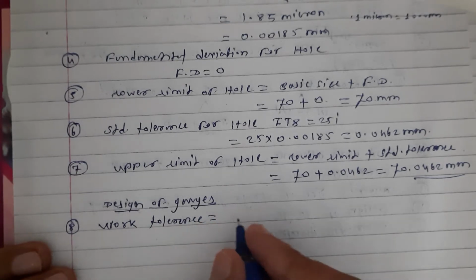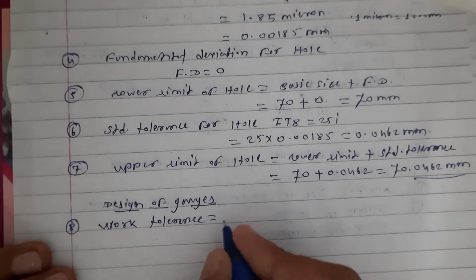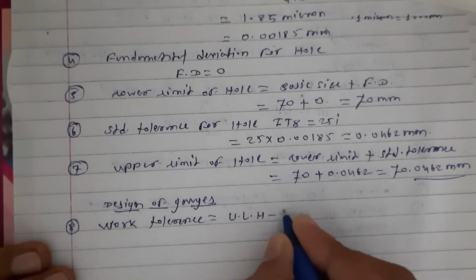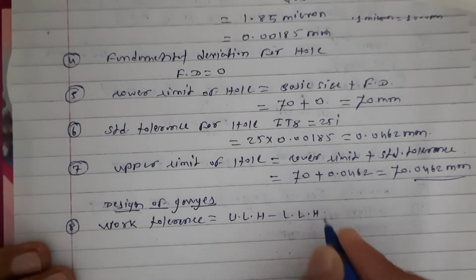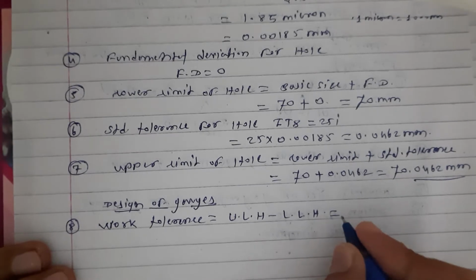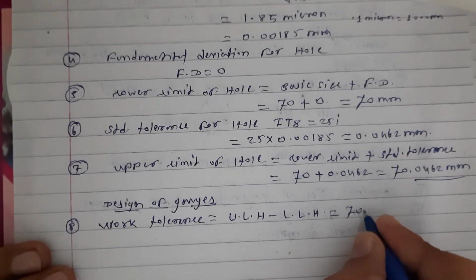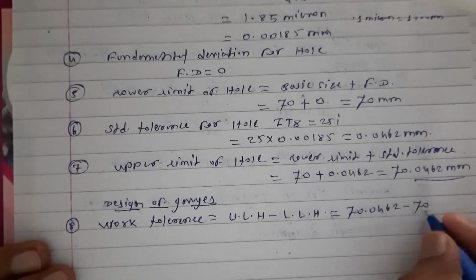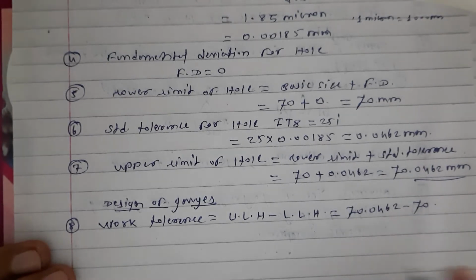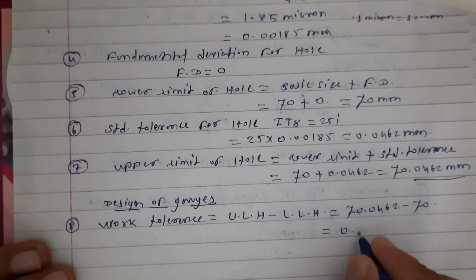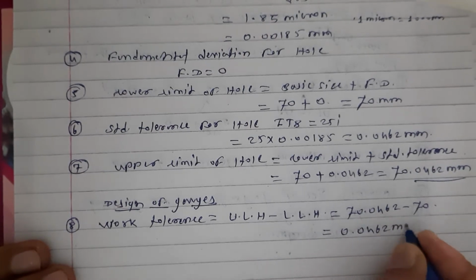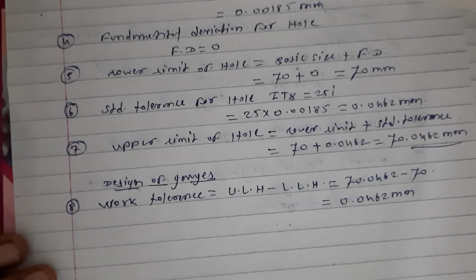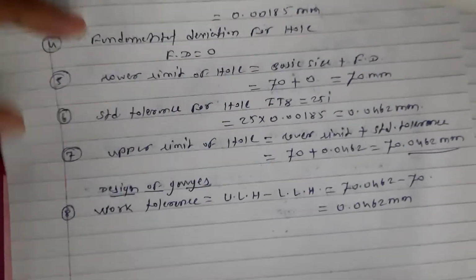Work tolerance is nothing but the difference between the upper limit and lower limit. Upper limit of the hole minus lower limit of the hole. What is the upper limit of the hole? 70.0462 minus 70, right? Then you will get 0.0462 mm.